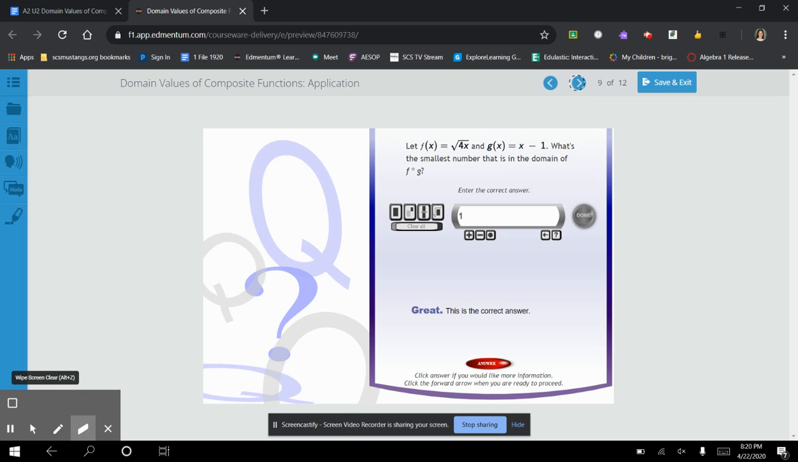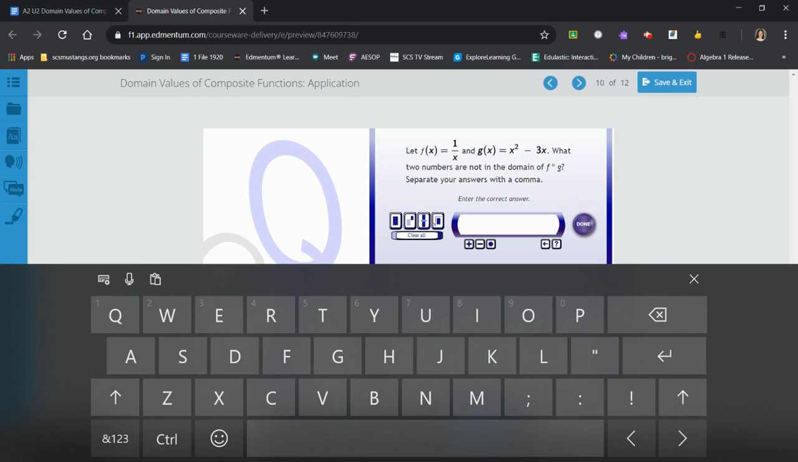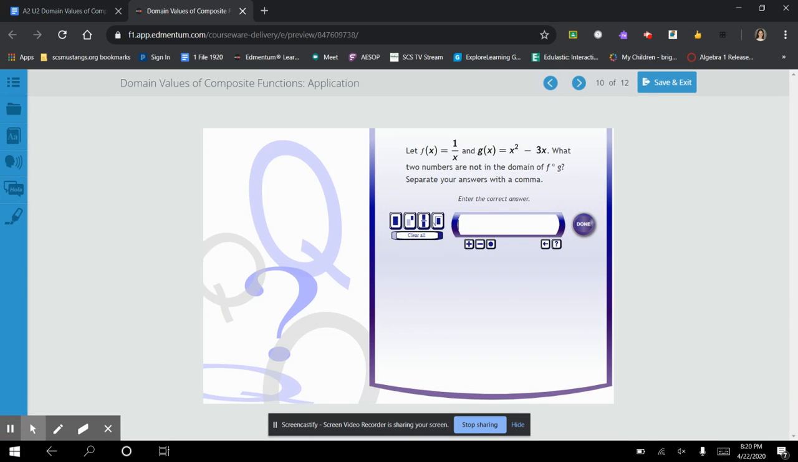All right, looking at 10. It says let f of x be equal to 1 over x and g of x be x squared minus 3x. What two numbers are not in the domain of f of g? Separate your answers with a comma. So again, with this one, they don't give us a number to plug into g of x first, so we can't do that part. So we've got to go straight into, okay, whatever I've got for g of x has got to be substituted into everywhere there's an x in f of x.